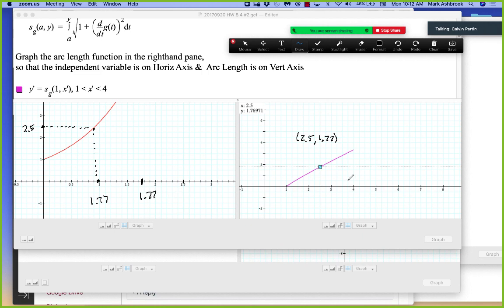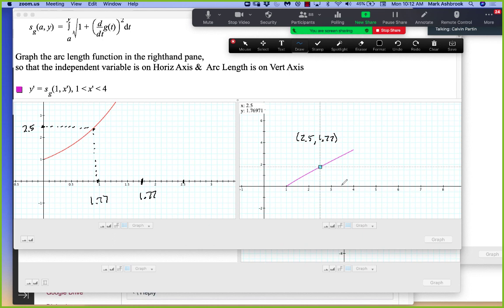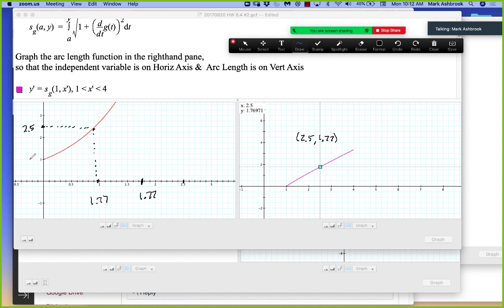So is 1.77 the accumulated arc length from y equals 1 to y equals 2.5? Yeah, did you hear that? It was well said. So it's the accumulated arc length starting from here, because this function is giving us arc length along this curve. So when we reach y equals 2.5, we've accumulated 1.77. So what can I draw on here? I can say, look, it's this length right here. That's my 1.77.